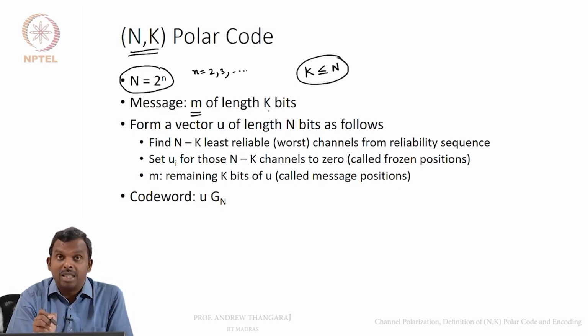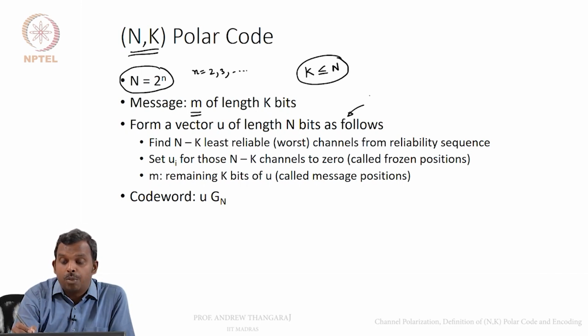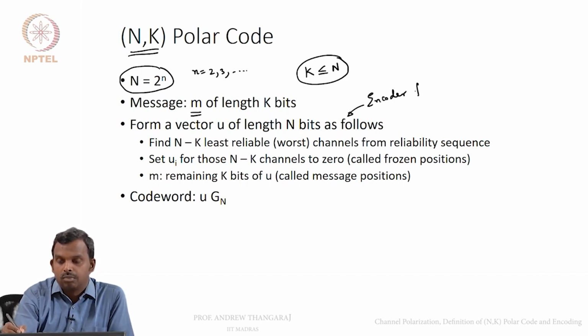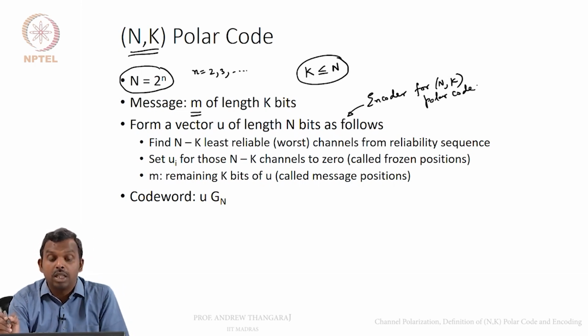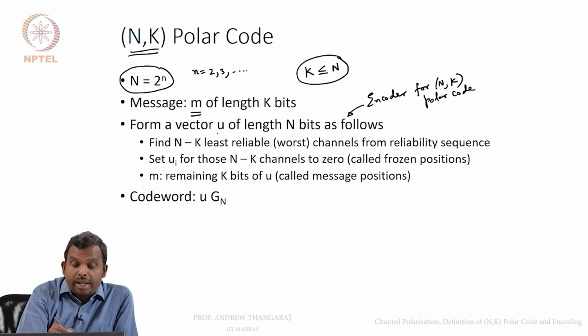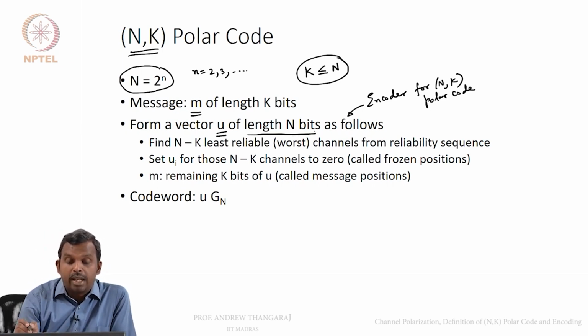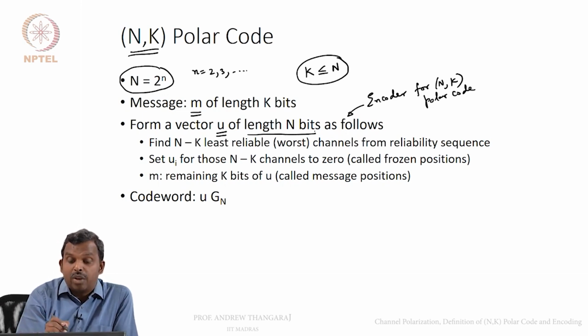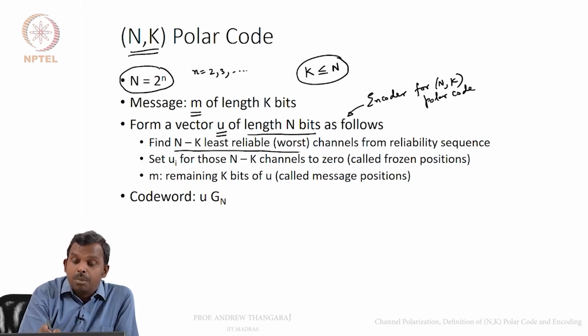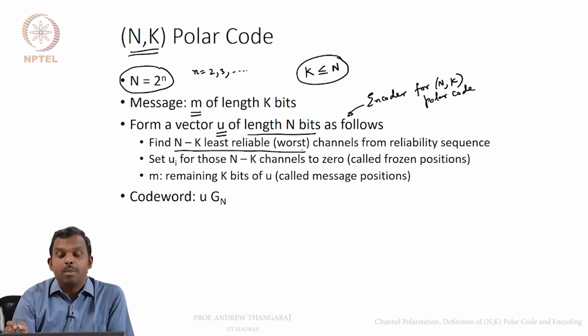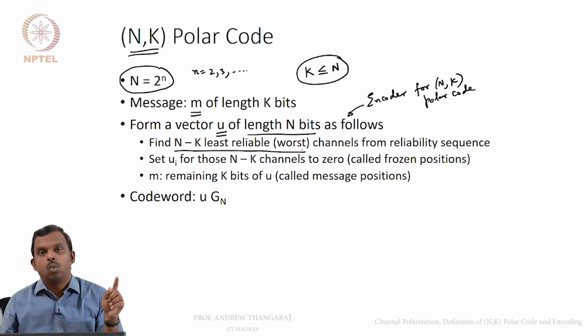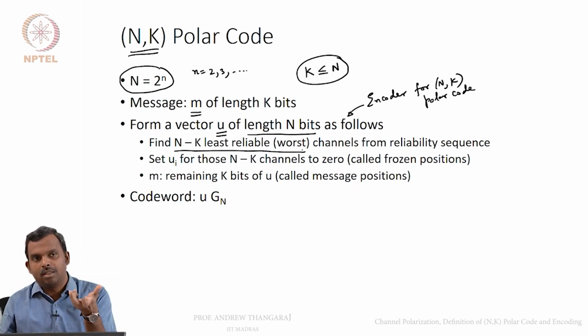What do you do to define the polar code? I will define the encoder for the polar code. Okay. This is the encoder for the (n,k) polar code. I will form a vector u of length n bits. Okay. How do I form that? I will first find the n minus k least reliable or worst channels from the reliability sequence. Okay. There is a reliability sequence. What is the first n minus k least reliable? The first n minus k numbers in the sequence are the least reliable, right.